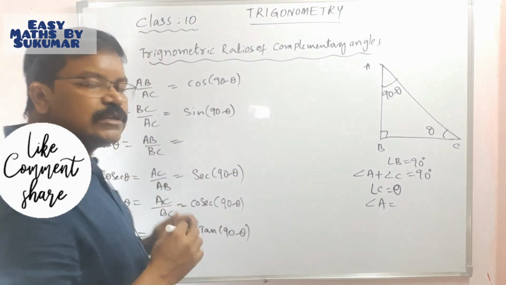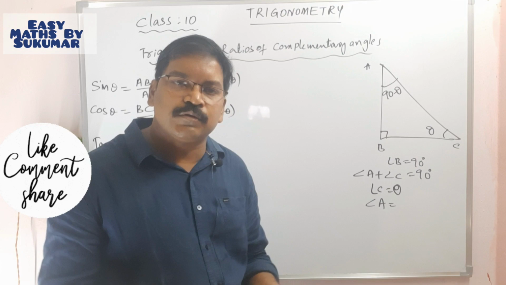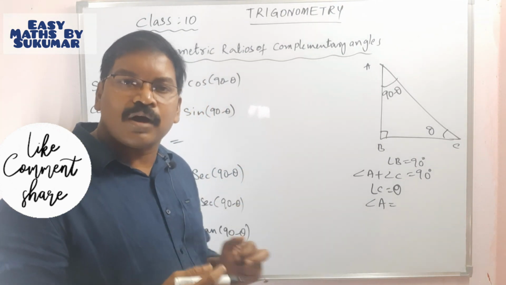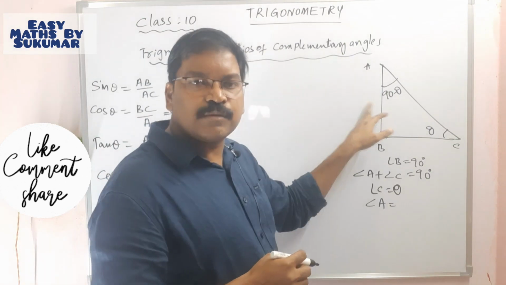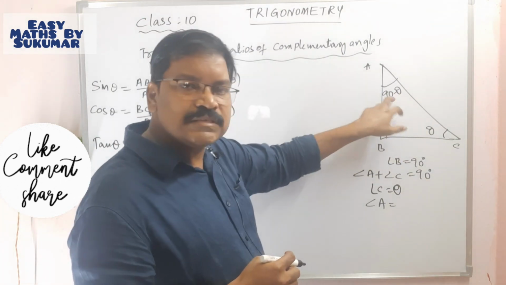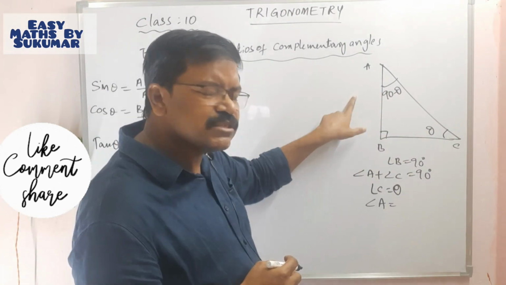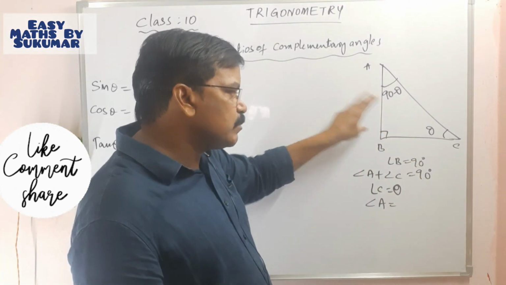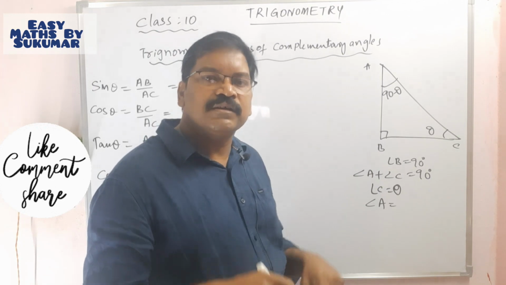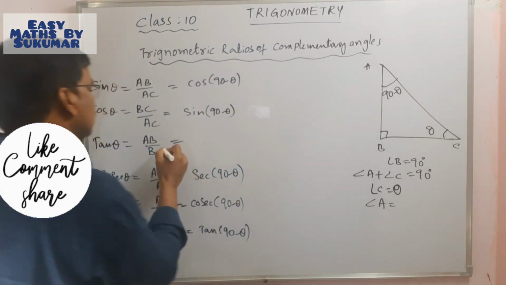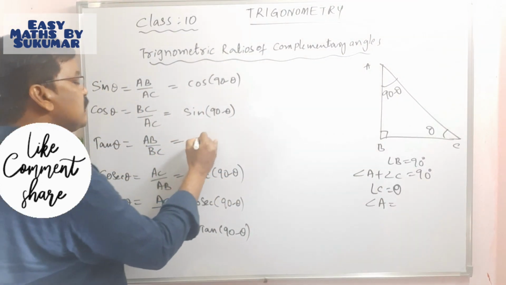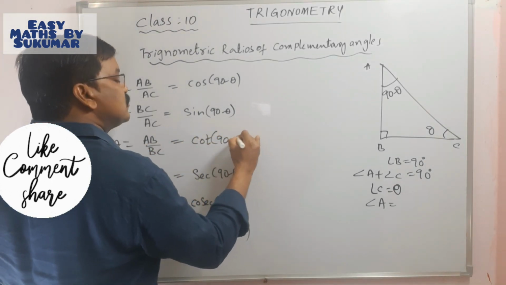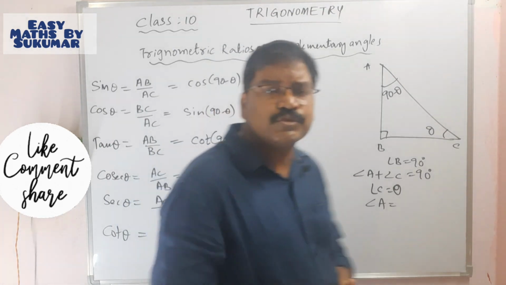Okay, now coming to cot. Cosecant is over, secant is over, and now the last one is cot. Cot means adjacent side by opposite side. Cot 90 minus theta: this is the adjacent side to 90 minus theta, and this is the opposite side. So AB by BC is what? Cot 90 minus theta. Okay, my dear students.